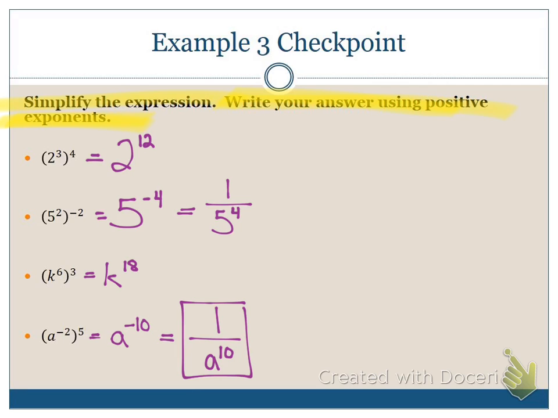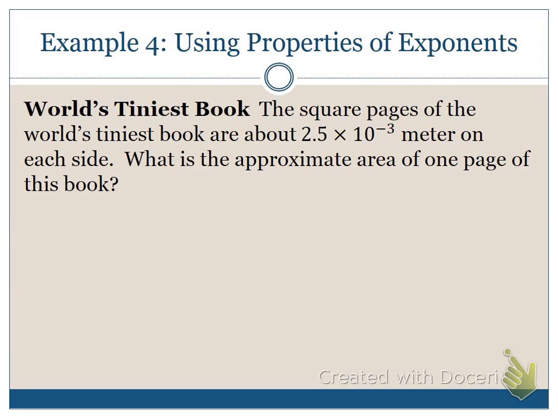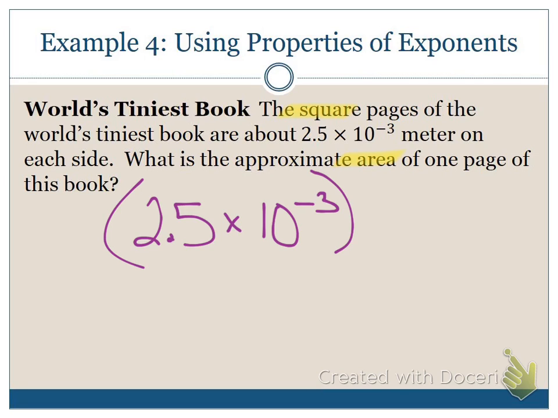It's scientific notation. The world's teeniest, tiniest book. The square pages of this book are about 2.5 times 10 to the negative 3rd power meters on each side. What is the approximate area of one page of this book? Well, we have the expression 2.5 times 10 to the negative 3rd. What power do you think we would raise this to? We're trying to find the area, and it is a square book.